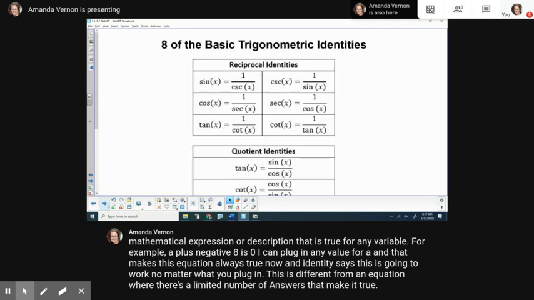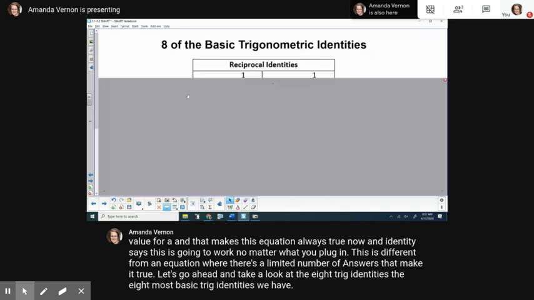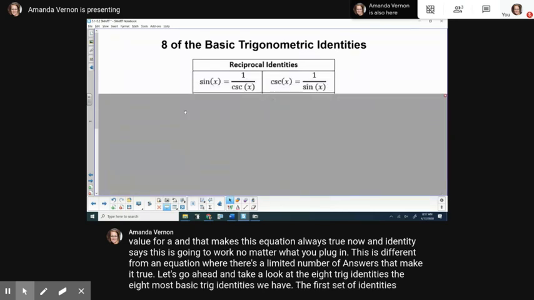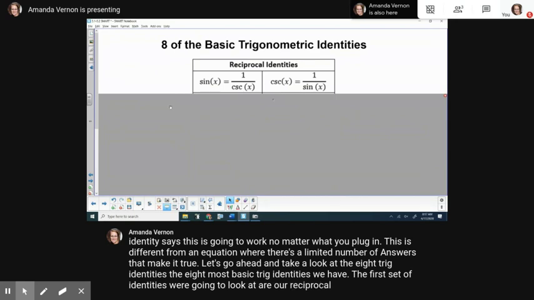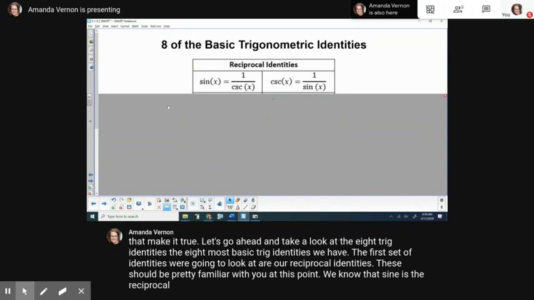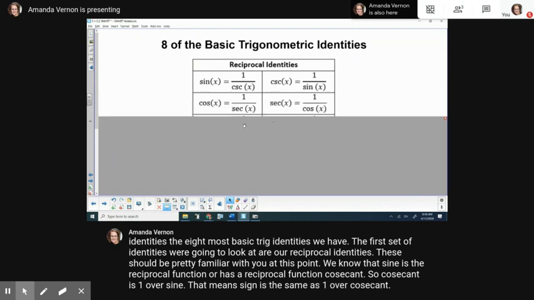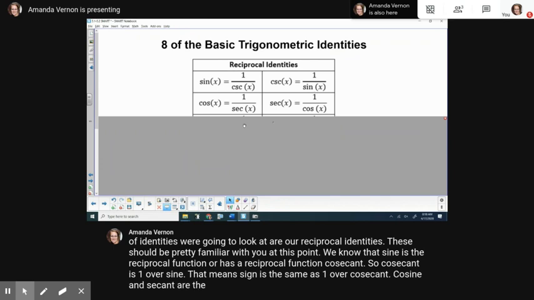Let's go ahead and take a look at the 8 most basic trig identities we have. The first set of identities we're going to look at are our reciprocal identities. These should be pretty familiar to you at this point. We know that sine has a reciprocal function, cosecant. So cosecant is 1 over sine. That means sine is the same as 1 over cosecant. Cosine and secant are the reciprocal functions, so you see that is an equivalent way of writing those.